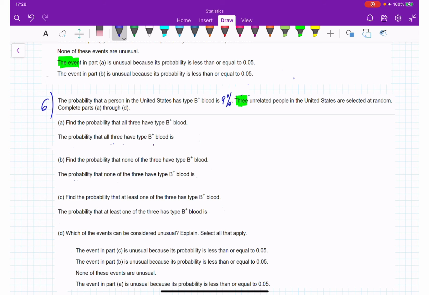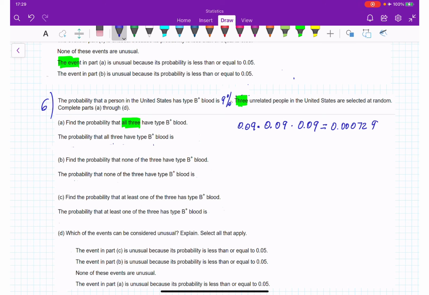Okay? Therefore, find the probability that all three people, meaning first and second and third, have type B blood, which means for each one of them it's going to be a 9% chance, right? So what we're going to do: 0.09 times the second one, also the same thing, 0.09, and then the third one, 0.09. So how much is it going to be? 0.09 times 0.09 times 0.09, and we are getting 0.000729.